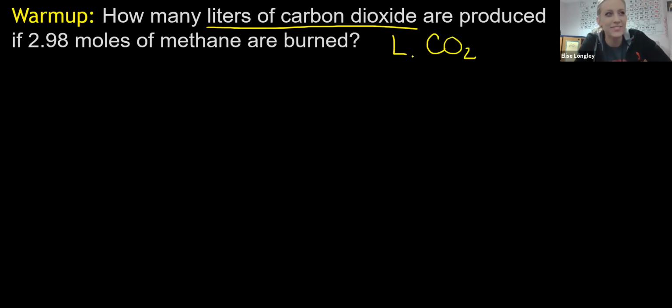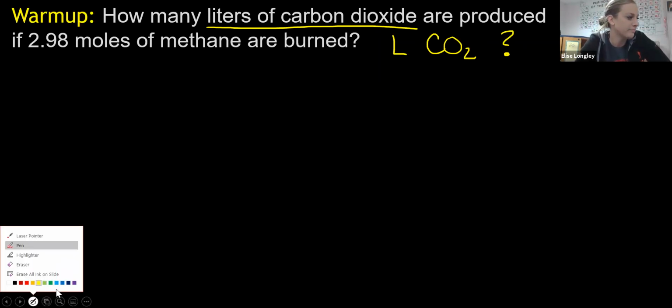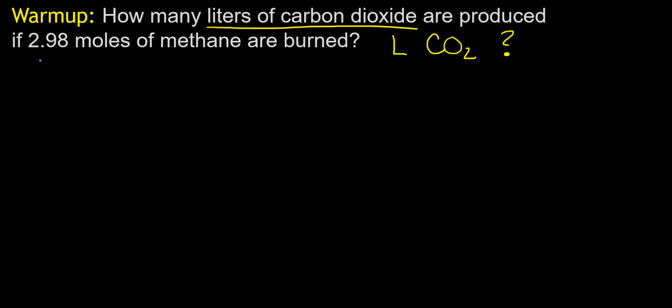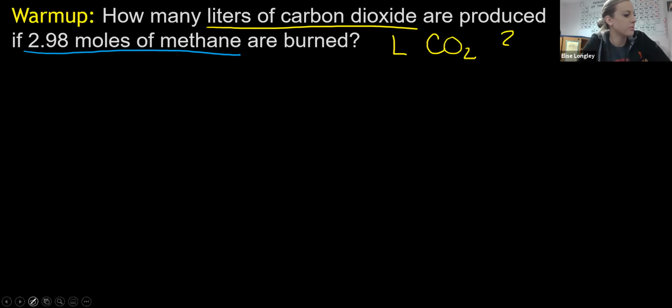So liters of CO2 is what the question is asking us for. So if we get to the end of the question and we don't have liters of CO2, we are not answering the correct question. What information do you think is important here? 2.98 moles of methane. Yep, so written things are always important. What else is important? What else tells you something that if you are a chemistry person, you know what that means chemically. And if you're not a chemistry person, you may not know what that means chemically.